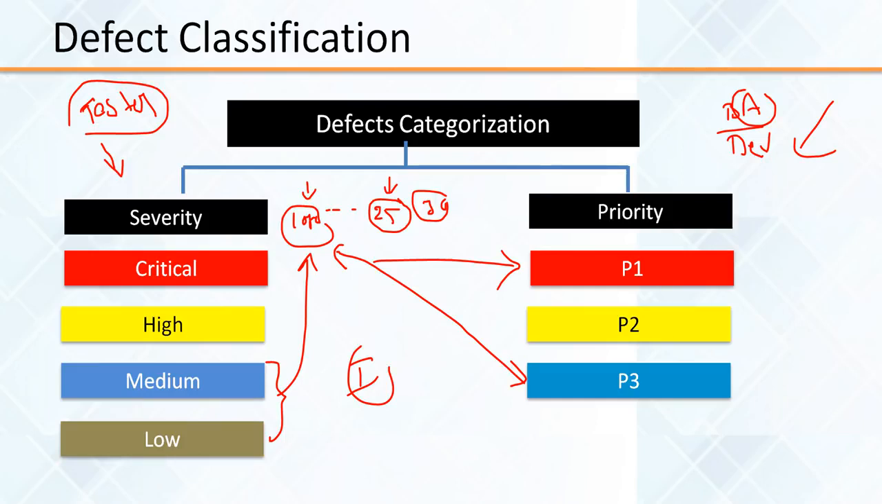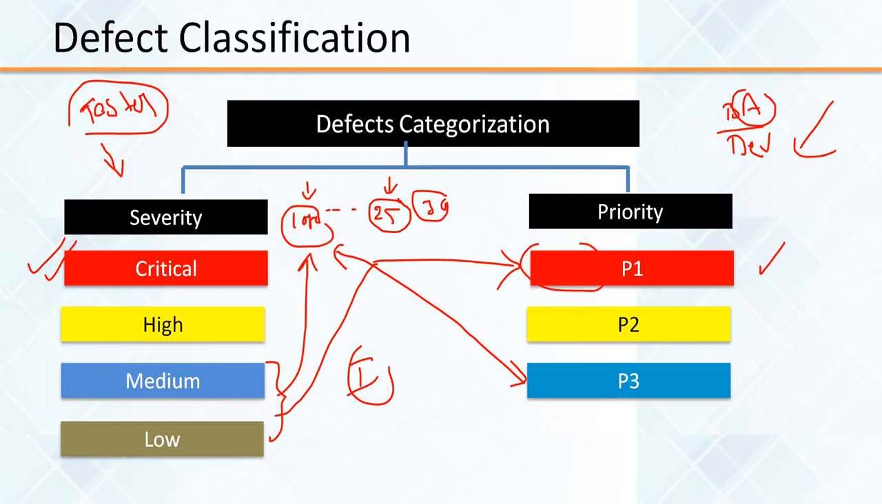Okay. Suppose I get the build. After installation, the login itself is not working. Login screen itself is not working. Then what is the severity and what is the priority? That is critical. Unless login is working, we cannot proceed with the other test cases. It is completely blocked. So it is a critical bug. And what is the priority? P1. Okay. So based upon the situation, based upon your condition, we need to decide severity and priority.